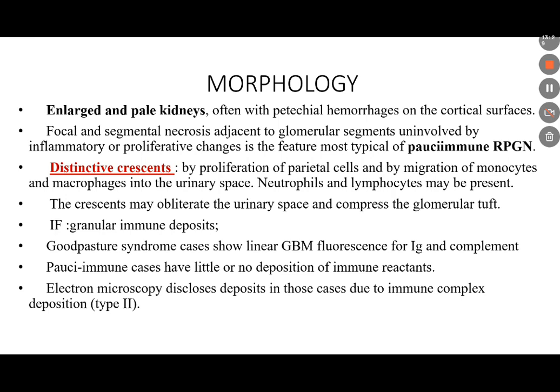The distinctive crescents are formed by proliferation of parietal cells, and monocytes and macrophages are going there. Maybe neutrophils and lymphocytes also may be present. The crescents can obliterate the space and compress the tuft. On immunofluorescence, you will see granular immune deposits. In Goodpasture syndrome, you see linear GBM fluorescence for immunoglobulins and complement. And obviously, pauci-immune will have no or little deposition. Electron microscopy discloses deposits in those cases due to immune complex deposition, which is in type 2.